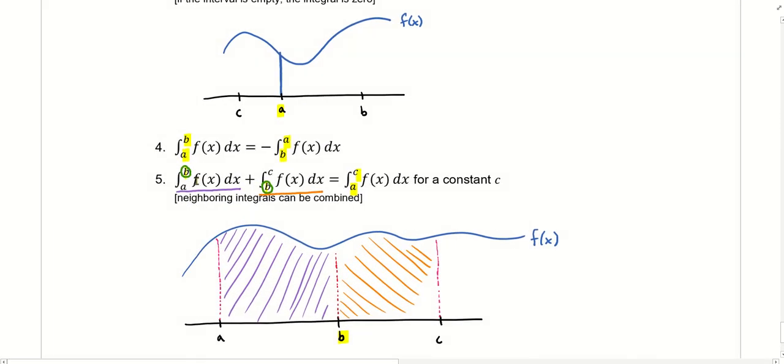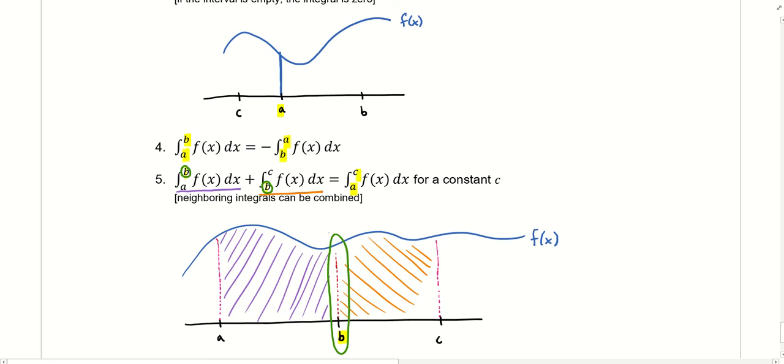So this property tells us that if we're integrating a function from a to c, so we're looking for a region of integration from a to c, what we can do, if it makes things easier for whatever reason, is we can actually break up this integral into two by just picking a point, a value, let's call it b, somewhere between a and c.